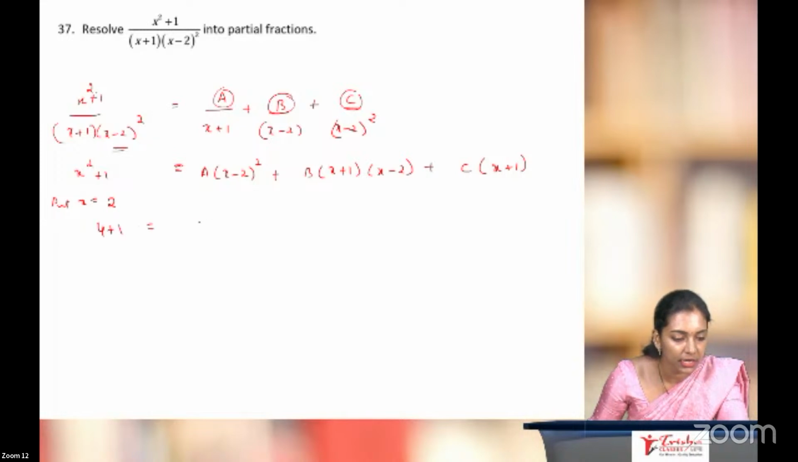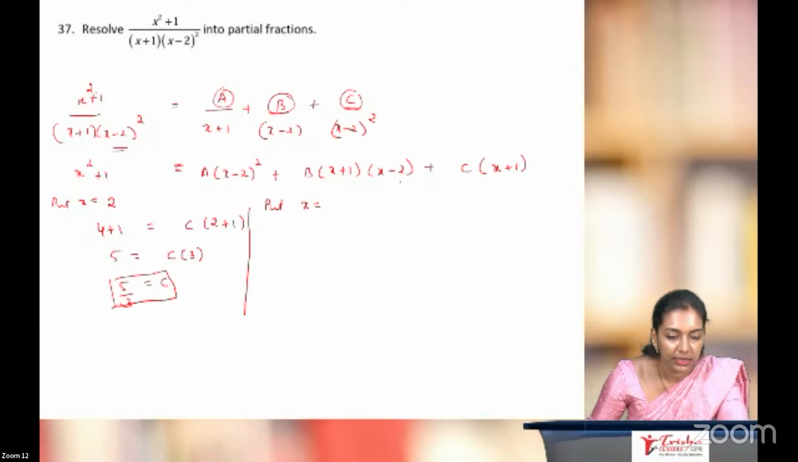On the right hand side, A becomes 0, B becomes 0, and you just have C into x plus 1, or it is 2 plus 1. Okay, so 5 equal to C into 3, or C equal to 5 by 3. So you got the C value. Now, coming to the next step, what do you have to put now?